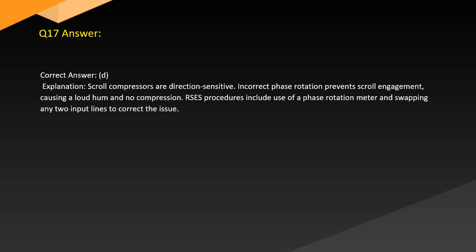Answer. Correct answer, D. Explanation. Scroll compressors are direction sensitive. Incorrect phase rotation prevents scroll engagement, causing noise and no compression. RSES procedures include use of a phase rotation meter and swapping any two input lines to correct the issue.